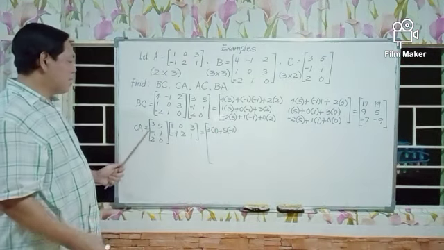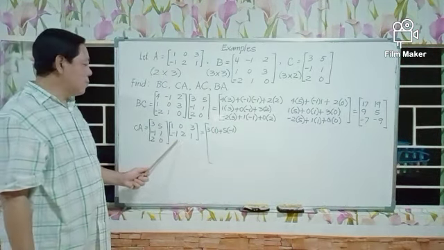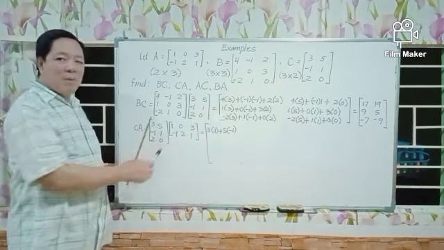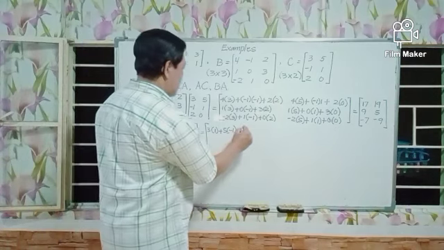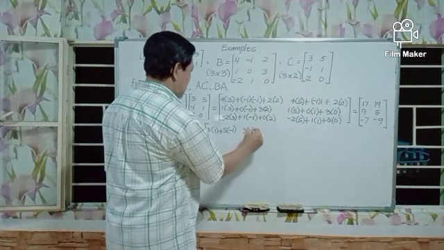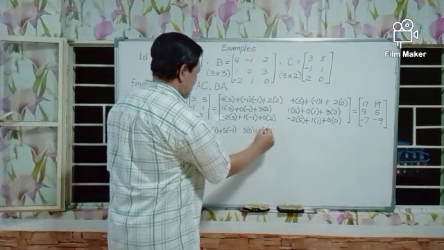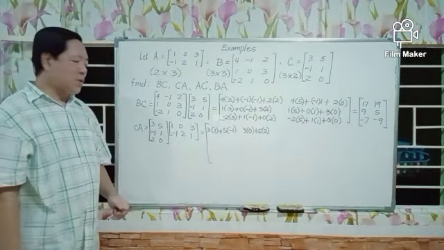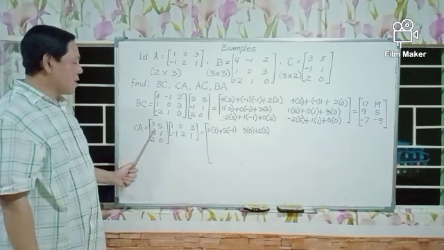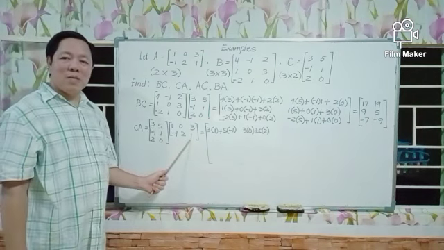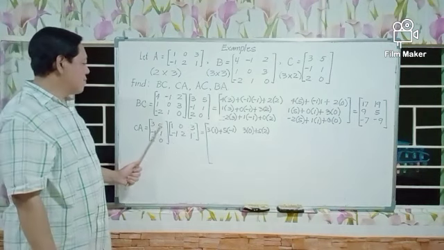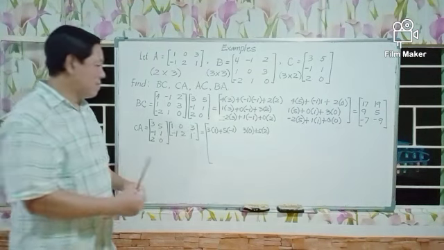Next, we multiply the first row by the second column. 3 multiplied by 0 plus 5 multiplied by 2. And the last entry in the first row is obtained by multiplying the first row by the last column of the second matrix. We have 3 by 3 plus 5 multiplied by 1.